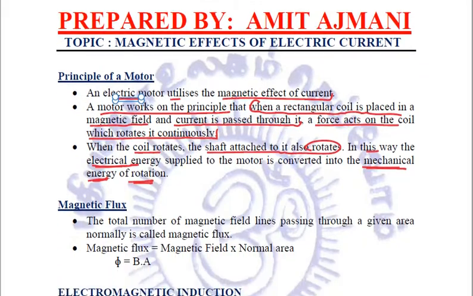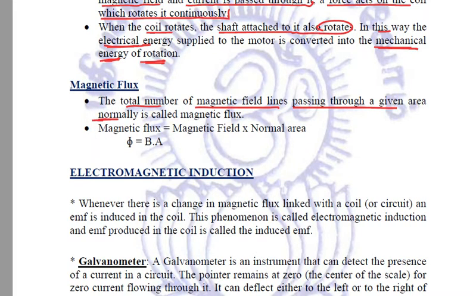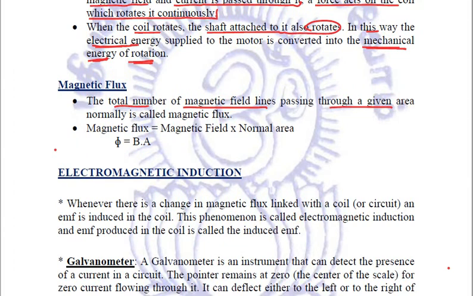Now let us try to understand what is magnetic flux. The total number of magnetic field lines passing through a given area normally is called magnetic flux. This magnetic flux is calculated by the formula magnetic field into normal area. So magnetic flux is the product of magnetic field and normal area. Fine.